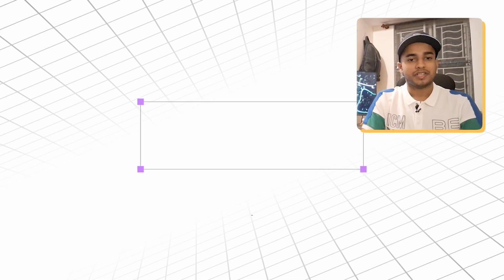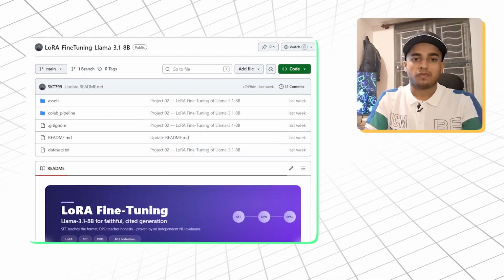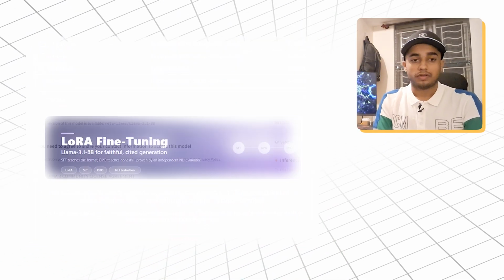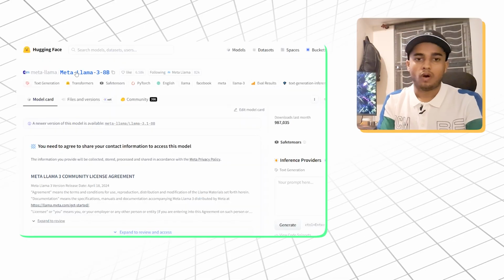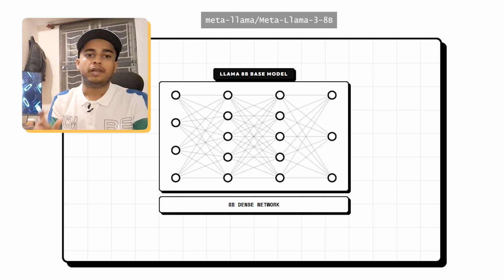Hi, so in this presentation, I'm going to talk about one of my very interesting projects, and that is fine-tuning an LLM. I'm pretty sure that you must have heard about the Llama 8 billion LLM. What does this 8 billion say? It says this LLM has 8 billion parameters.